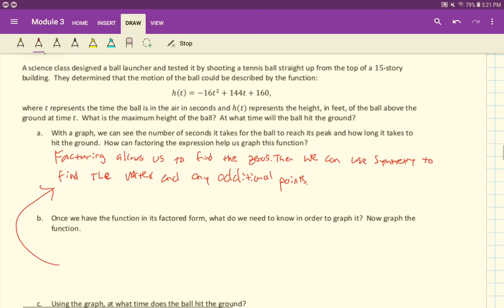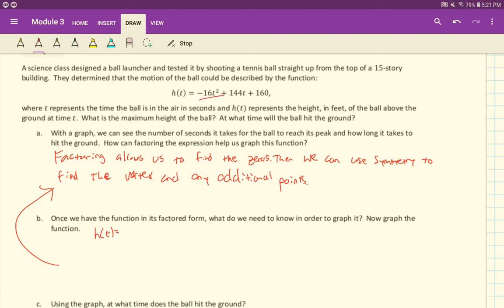So let's go ahead and factor this thing. I'm going to factor out the GCF of negative 16. I think we can factor out a negative 16 from all of these terms. So we get t² minus 9t minus 10. This we can factor now.